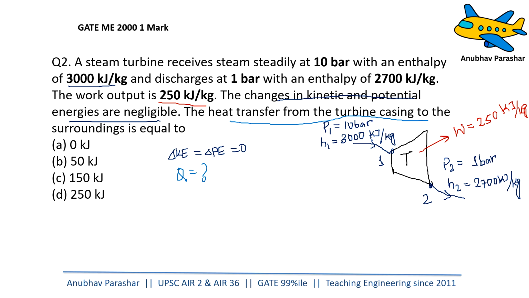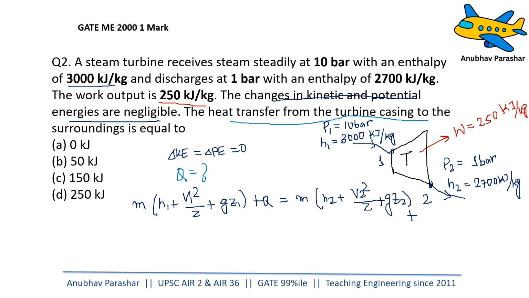So let us quickly write down the full steady flow energy equation. Mass flow rate at inlet times H1 plus V1 square by 2 plus g Z1 plus the heat transferred is equal to mass at the exit times H2 plus V2 square by 2 plus g Z2 plus work done, right? Now some of the things will get cancelled out. The change in kinetic energy and potential energy are the same, so I'm cancelling them out, right? Let me consider the unit mass, right?